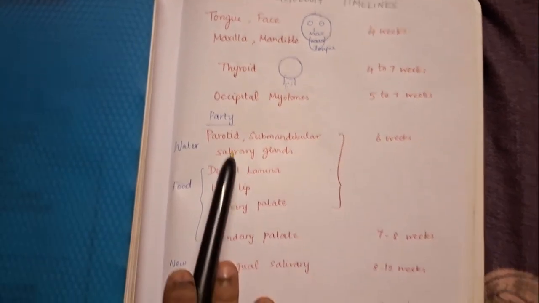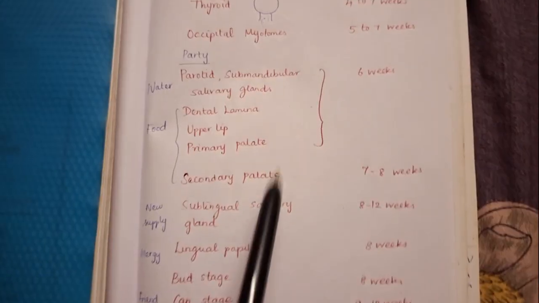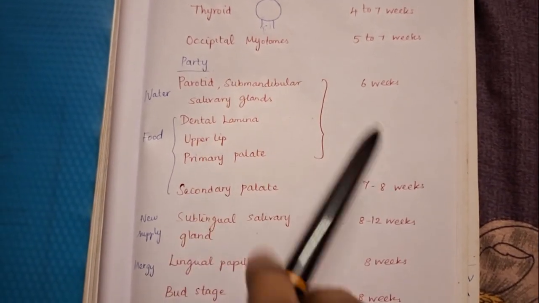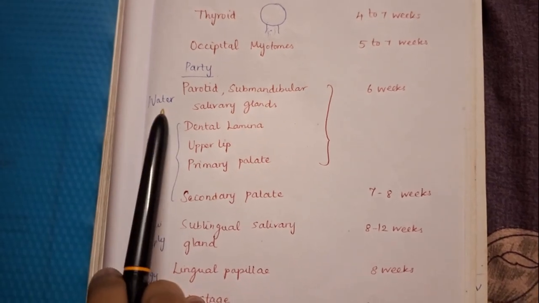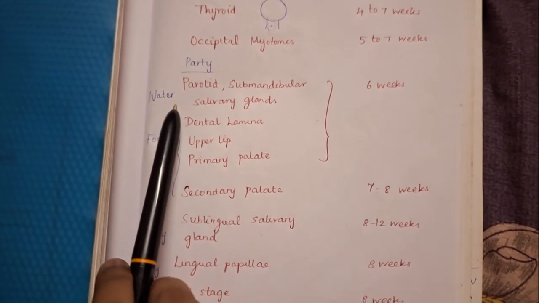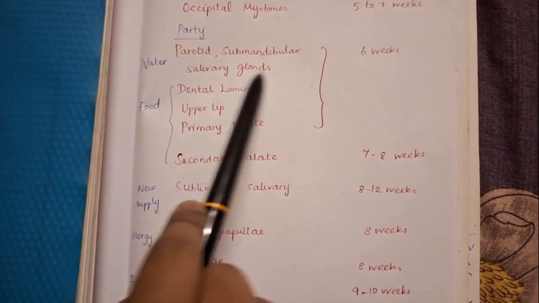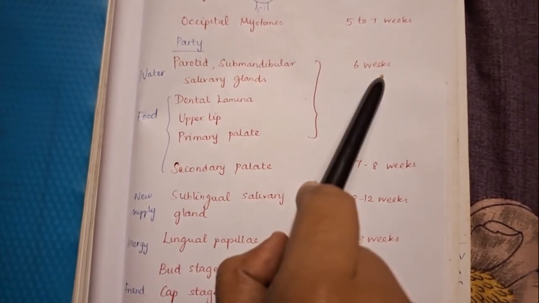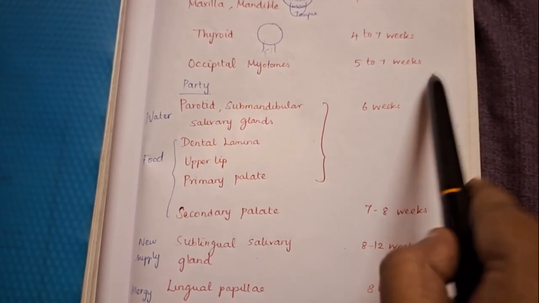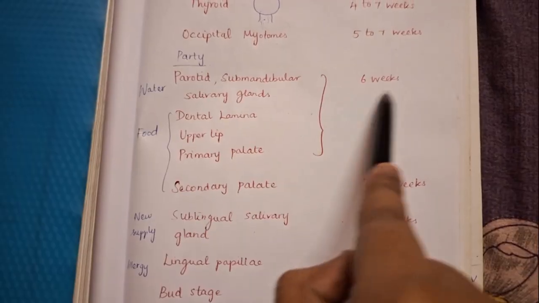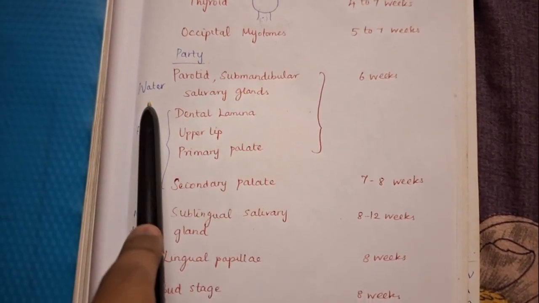Next, after he's getting some cakes, he wants to host a party now. For having a party we need things for eating as well as for drinking, so water and food. For water you can remember saliva is a water source. So parotid and submandibular salivary glands are all forming at 6 weeks. Already we saw tongue at 4 weeks, then 4 to 7 and 5 to 7, two durations. And at the 6th week, you can remember he's hosting the party. So parotid and submandibular glands are the water source.